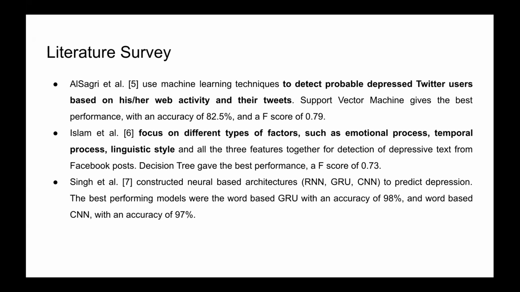Islam focused upon different types of factors such as emotional process, temporal process, linguistic styles, and all three features together for detection of depressive text in his paper. Decision tree gave the best performance amongst them all with an F-score of 0.73. The paper written by Singh constructed neural-based architectures such as RNNs, GRUs, and CNNs to predict depression, and the word-based GRU model with an accuracy of 98% was the highest performing, followed by CNN with an accuracy of 97%.